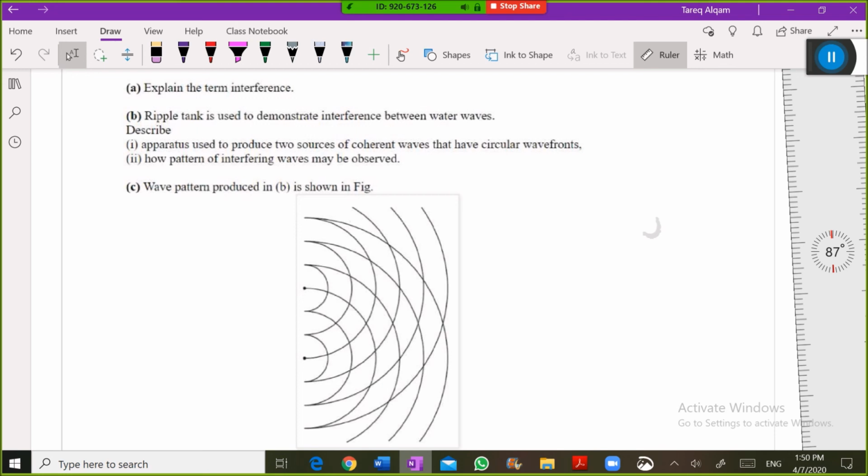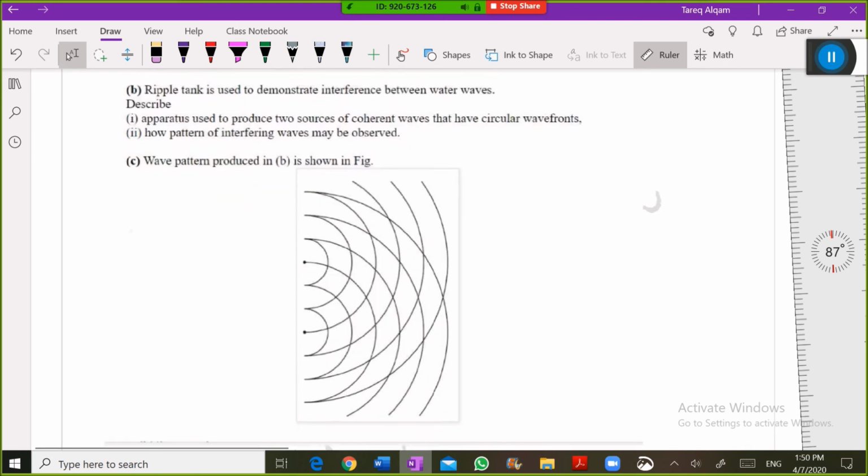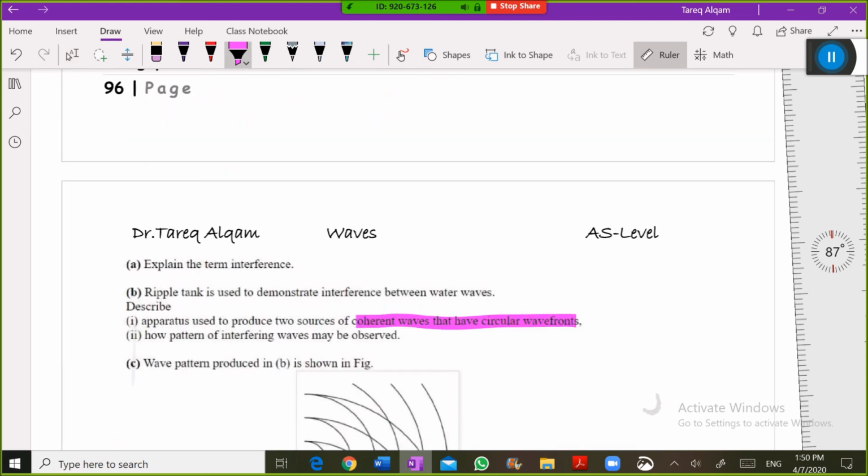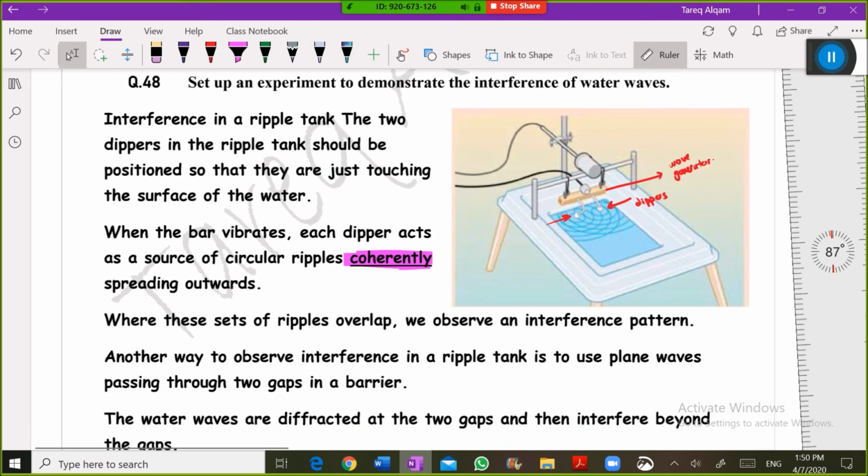I'll explain the term interference. We said interference is when two waves meet or overlap. They superpose. This is the concept of interference. A ripple tank is used to demonstrate interference between two water waves. Describe apparatus used to produce two sources of coherent waves that have circular wavefronts. It's already here, this is the answer. We will use circular dippers or sphere dippers. They are connected to the same generator in order to make them coherent.